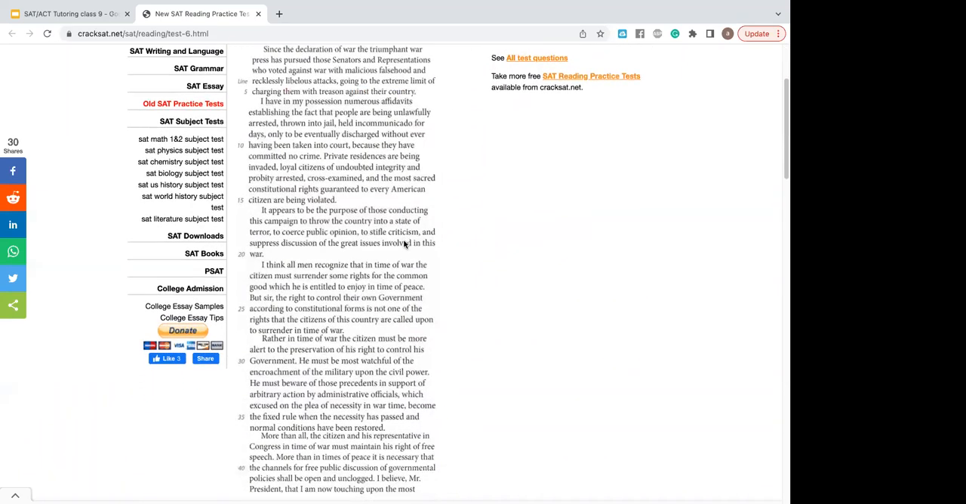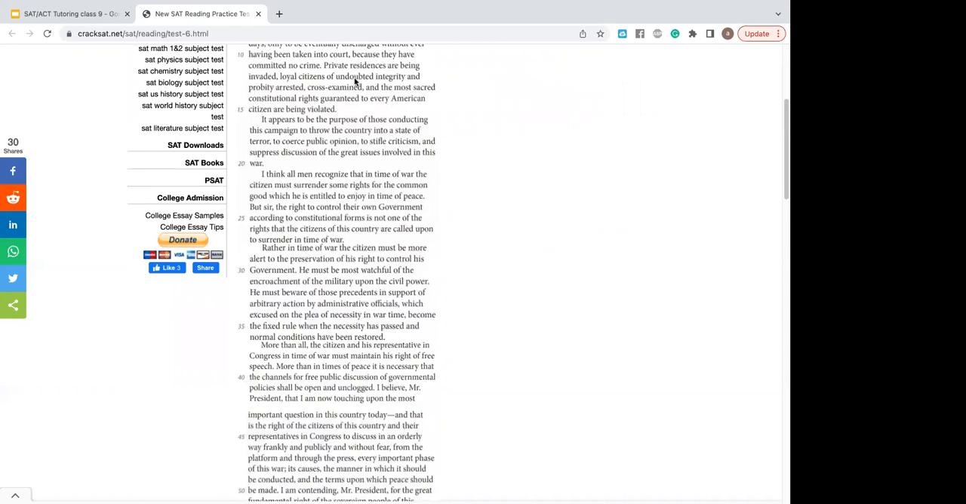It appears to be the purpose of those conducting this campaign to throw the country into a state of terror, to coerce public opinion, to stifle criticism, and suppress discussions of the great issues involving this war.